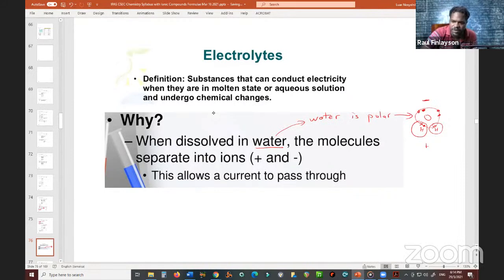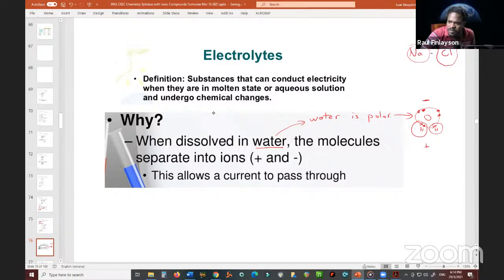So when dissolving in water, the molecule separates into plus and minus ions, and that's crucial. When those ions are present in water, what happens if you put some NaCl in there? NaCl will come in like this. The two ions really don't touch each other. They're just strongly attracted to each other. Sodium is positive and the chloride ion is negative.